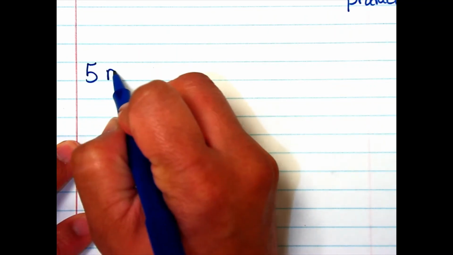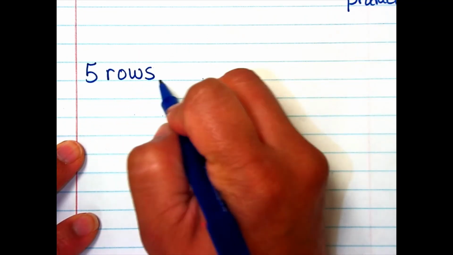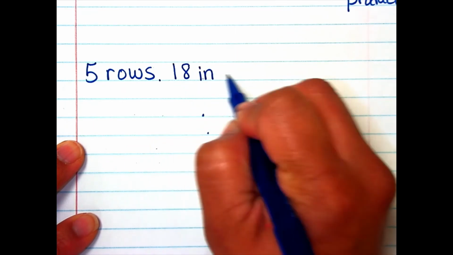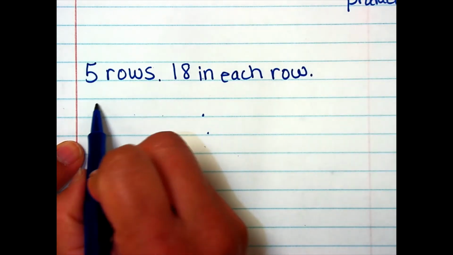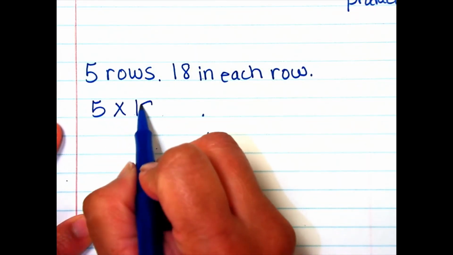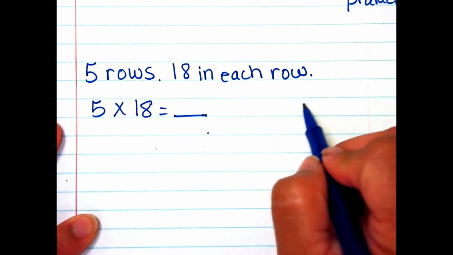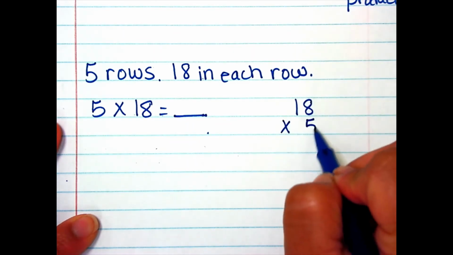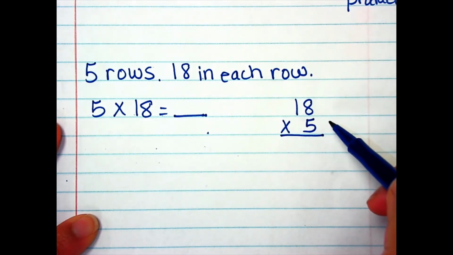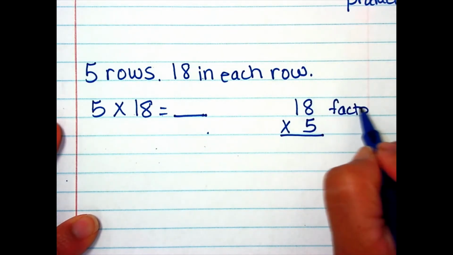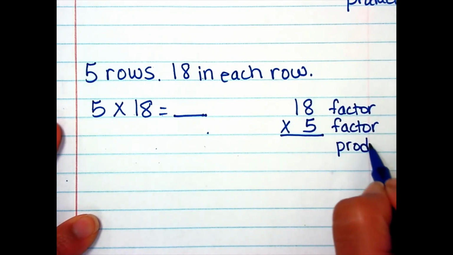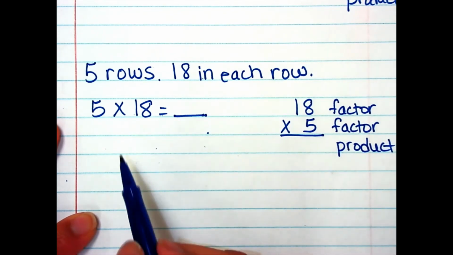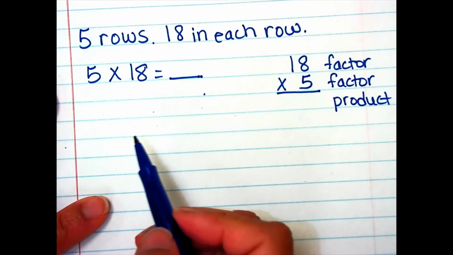We can do 5 rows with 18 in each row. Our multiplication sentence is going to be 5 times 18 equals my product, or 18 times 5. Again, factor, product, factor, and product. Product is my answer, okay? So I'm going to do my 5 rows. So let me move it up a little bit.